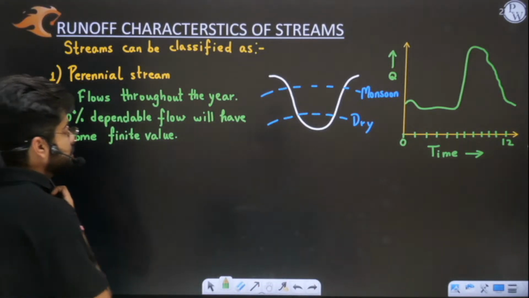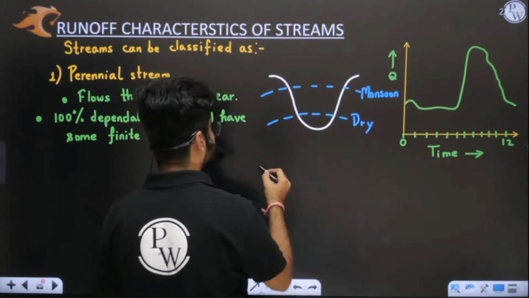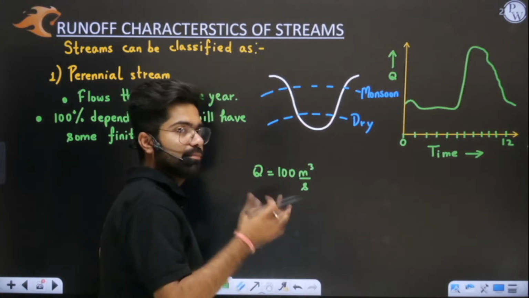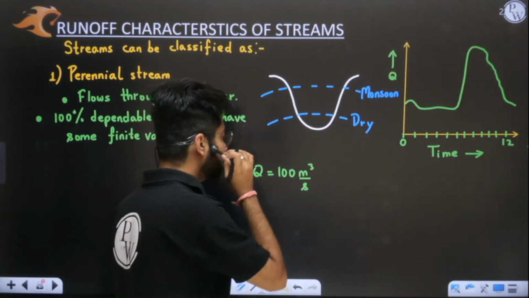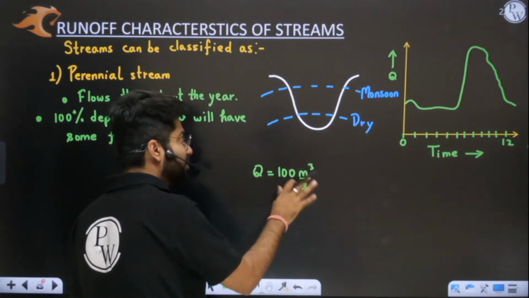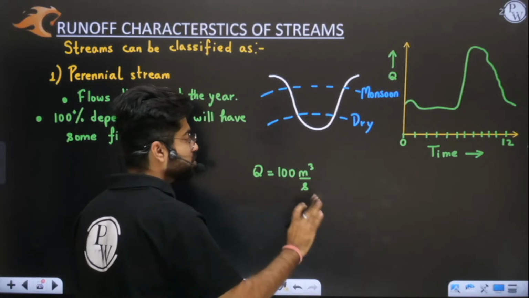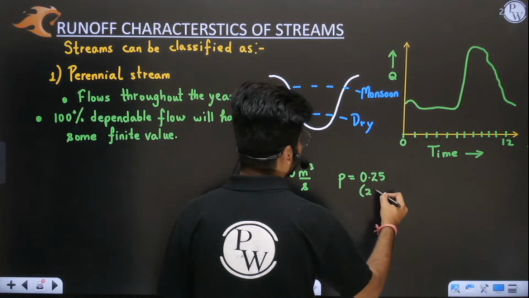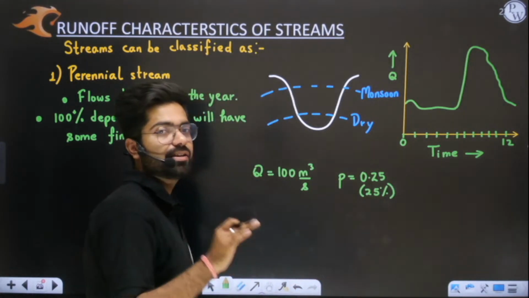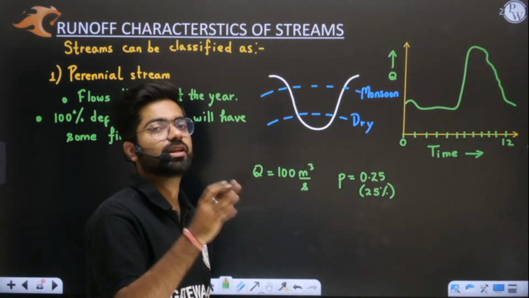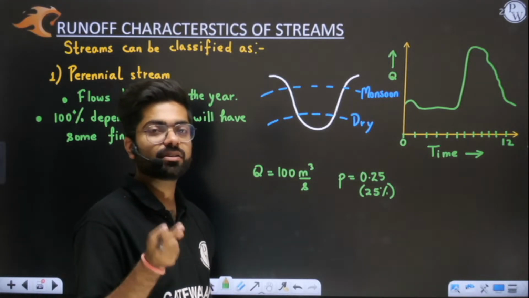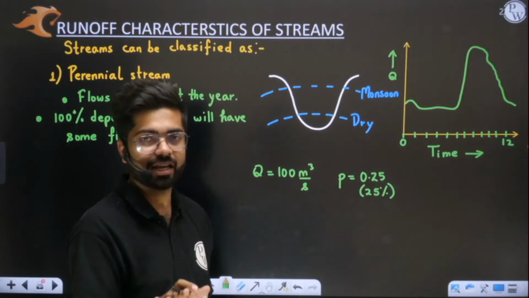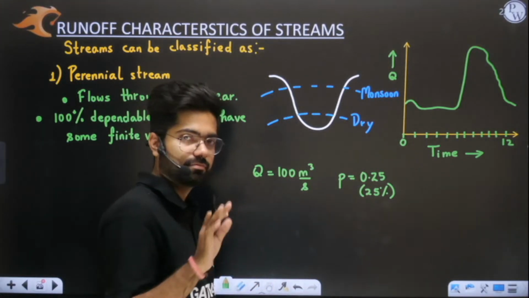You need to understand, in monsoons our discharge is the most. Let us assume that in monsoon we have 100 meter cube per second discharge. But that discharge will not remain throughout the year. So I will say that this discharge occurs with a probability of only 25%. In the entire year we will find such a discharge only 25% of the times. So the 25% dependable value, the discharge on which I can rely only 25% of the times, is 100 meter cube per second. Understood, sir?